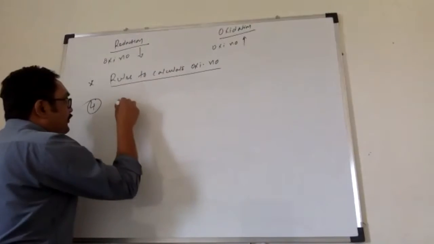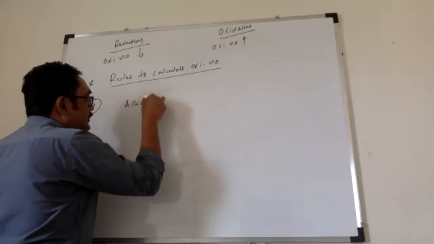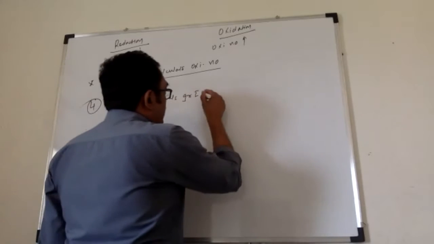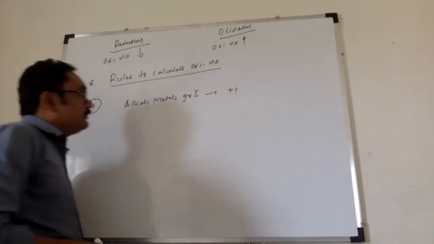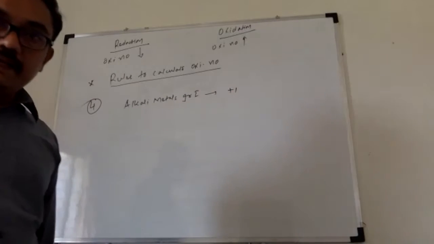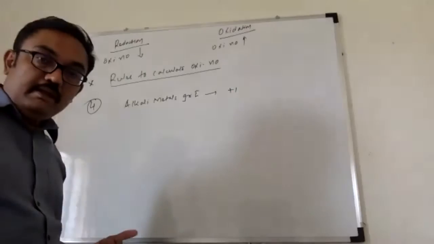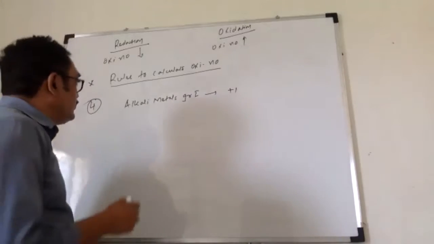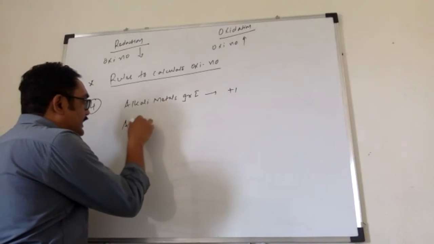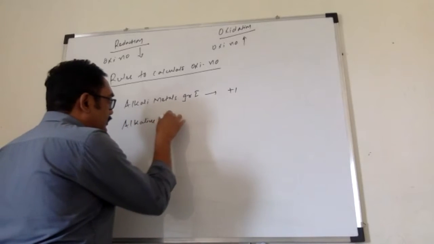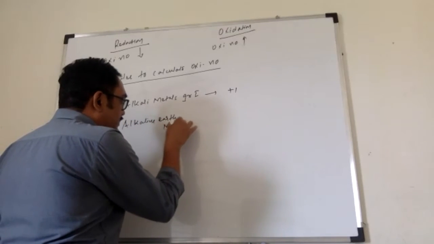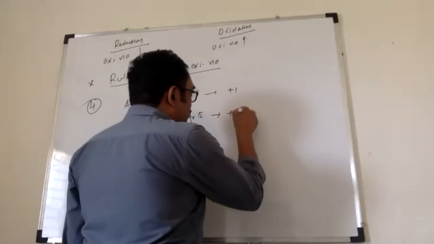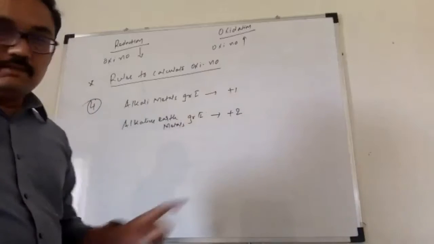The oxidation number of alkali metals. Alkali metals are group 1. That is always +1. The oxidation number of an alkali metal, that is group 1, is to be taken as +1 always. No exception for alkali metals. The oxidation number of alkaline earth metals. What are alkaline earth metals? Group 2. That is to be taken always as +2, no exception.